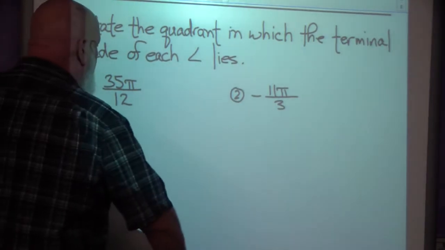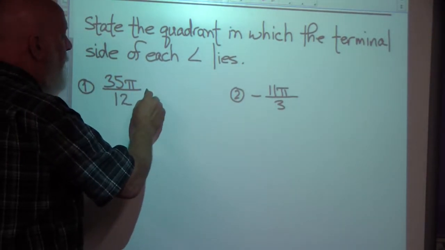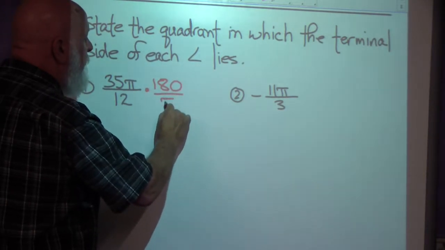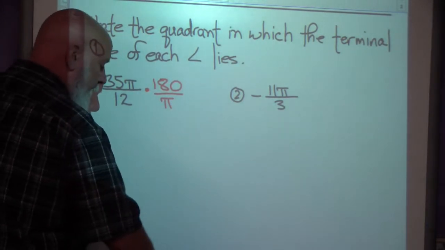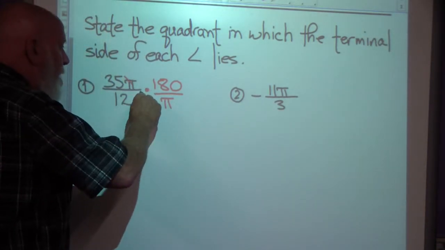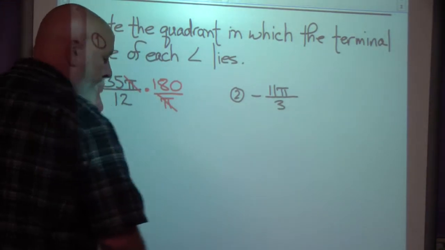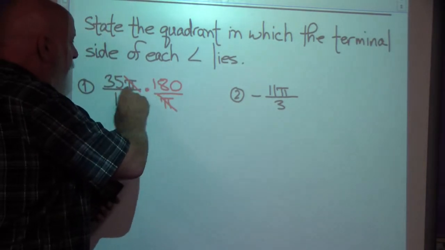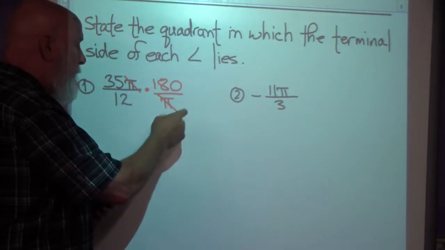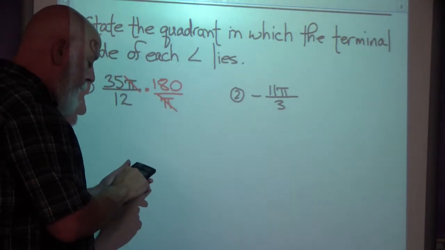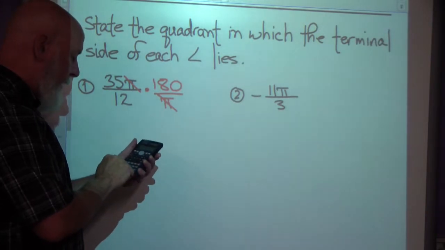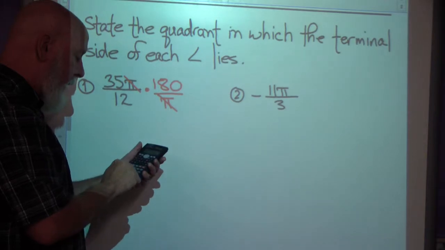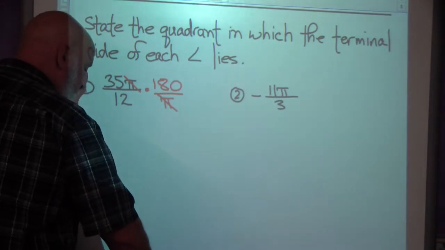So here we go. I'm going to convert this to degrees by multiplying by 180 over pi. We take a calculator and simplify this. We know that these will cancel. I'm going to just go 35 times 180 divided by 12 and see what that turns into. That's not the only way to do it, but it's as good a way as any. I get 525 degrees.